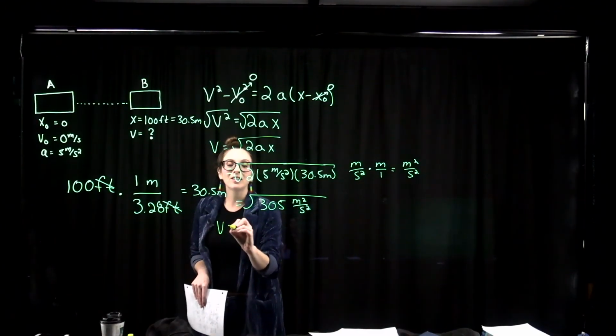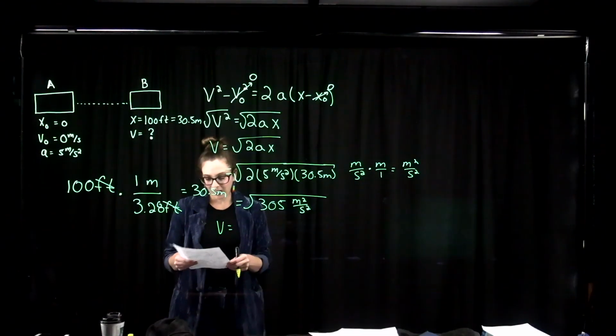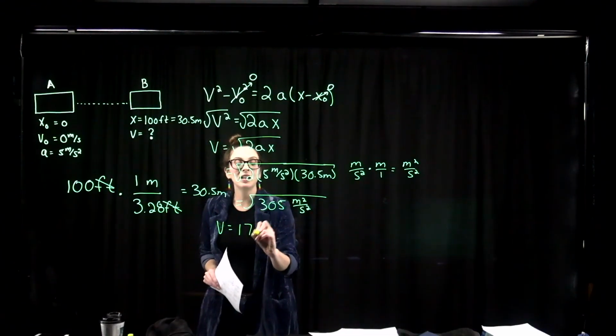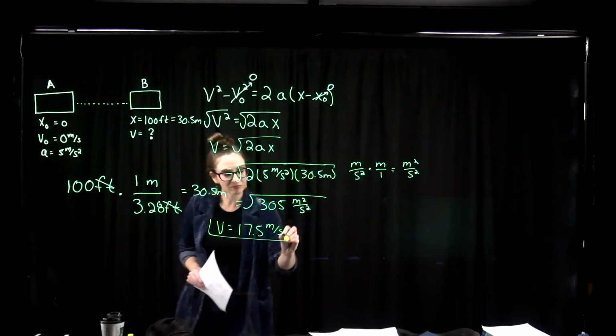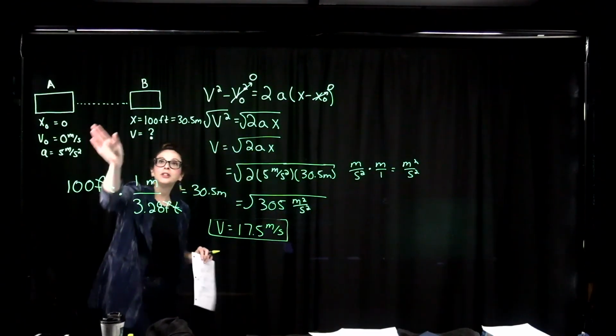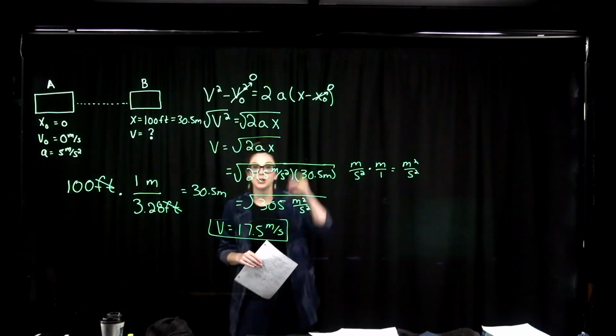So then my velocity is going to be equal to the square root of 305, and that turns out to be 17.5 meters per second. So the final velocity of my car after it's traveled 100 feet is 17.5 meters per second.